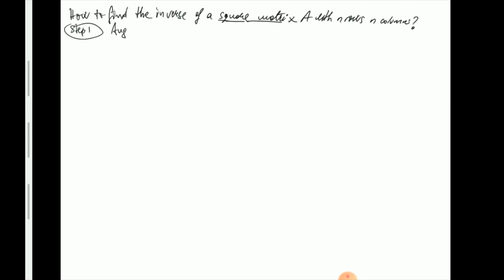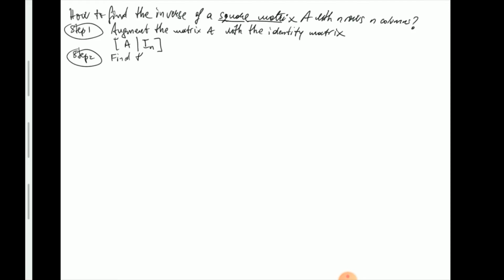Augment the matrix A with the identity matrix. Okay, so you're going to basically take the matrix that you begin with and you augment it with I_n. Step two, find the reduced row echelon form of A augmented with I_n.